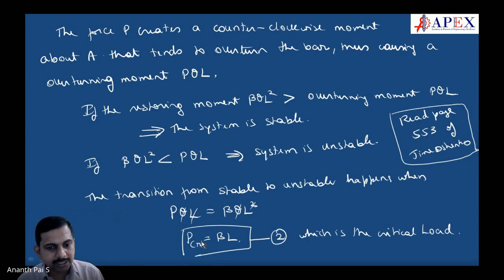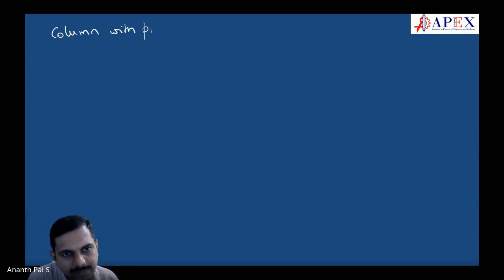When that is there, it is neutral equilibrium, correct? And this is unstable equilibrium, stable equilibrium, and neutral. Same thing holds good here. So the transition is called neutral. Same thing, it's the theory of everything; everywhere this is used. Now let us see a column with pinned ends. Later on we will see others.